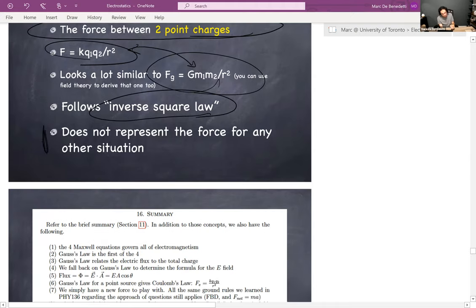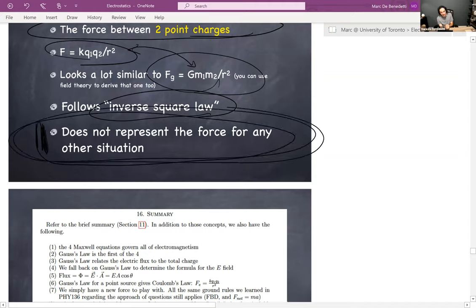And please, this is a really, really big one right here. This does not represent any arbitrary electric force. It only represents the electric force between 2 point particles.